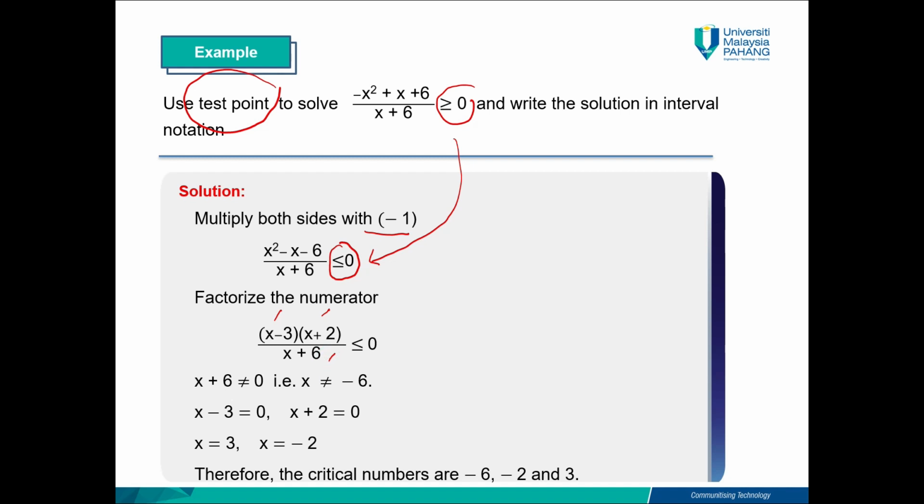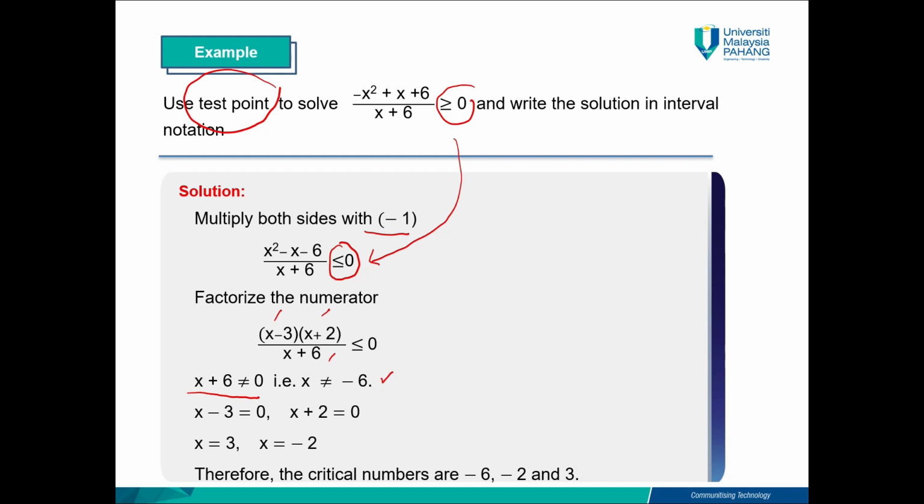So now we have three cases. For x plus 6, it lies under the fraction, which is the denominator. So the denominator of a fraction cannot be 0. So there is one condition over here. x plus 6 cannot be equal to 0. And x can be any number except -6. So this is one of the conditions.